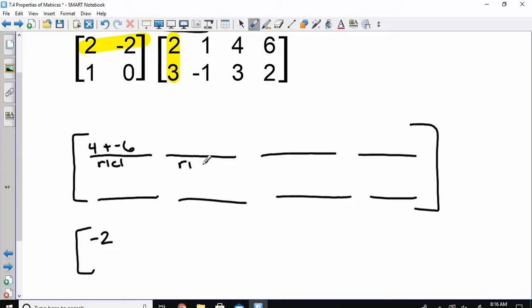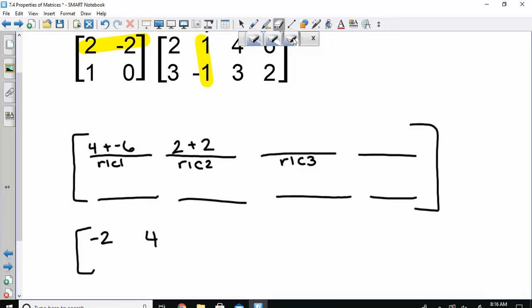Then we have row 1, column 2. So if I multiply those, 2 times 1 is 2. Negative 2 times negative 1 is 2. So we get a 4. This is row 1, column 3.